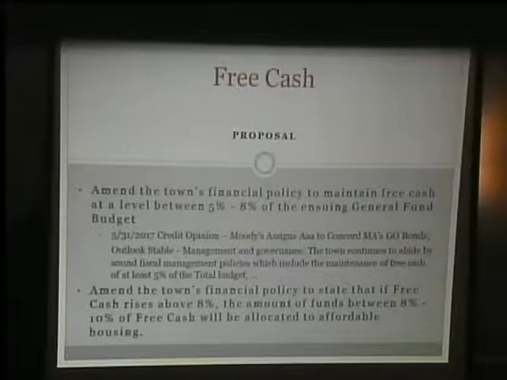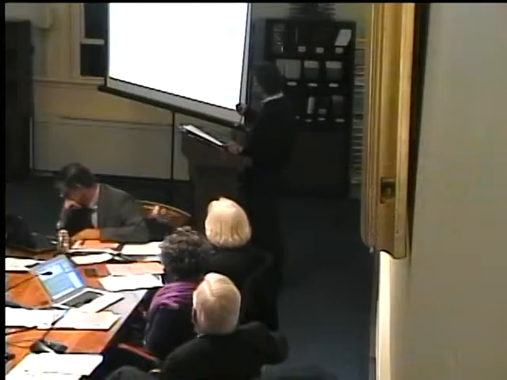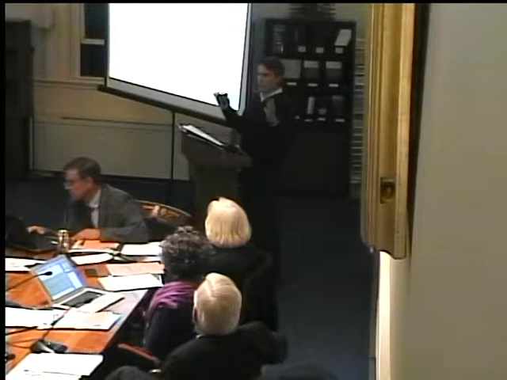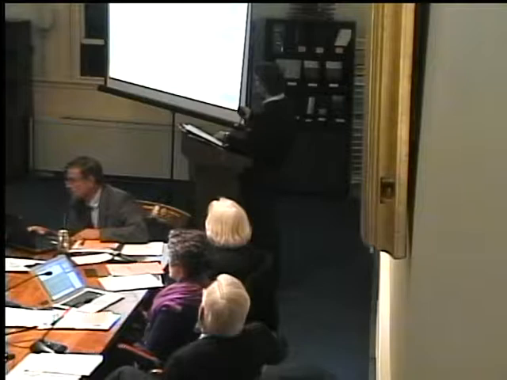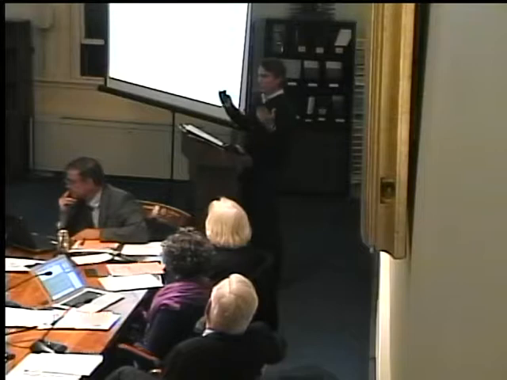Part of the reason they did this is this last sentence right here, the maintenance of free cash of at least 5% of the town budget. So by changing the town financial policy to go from 5 to 8%, we're still well within the range that Moody's and others look at. The second part of that proposal would be that we could utilize the area of funds between 8 to 10% of free cash that could be allocated to affordable housing.